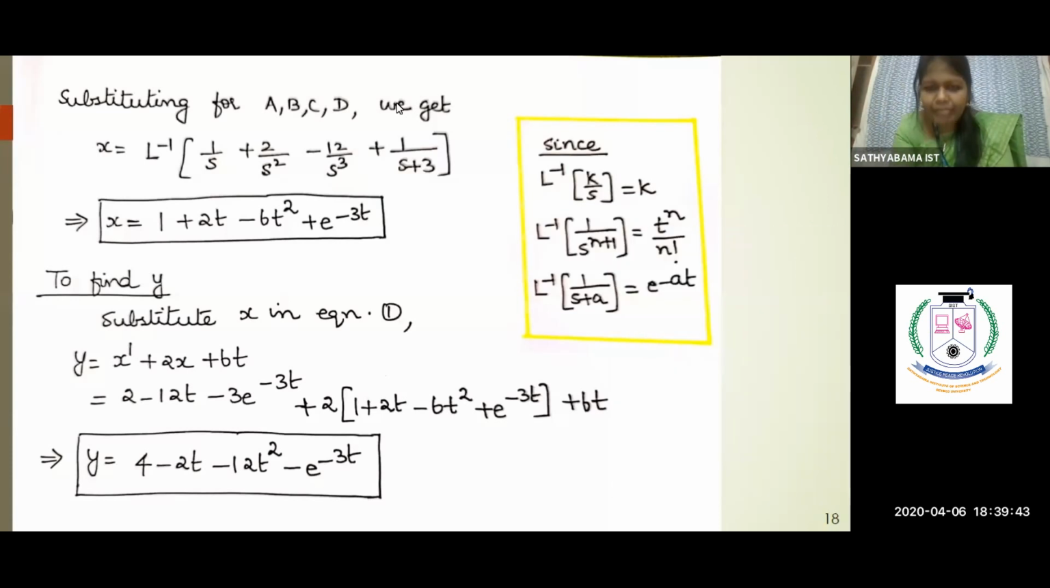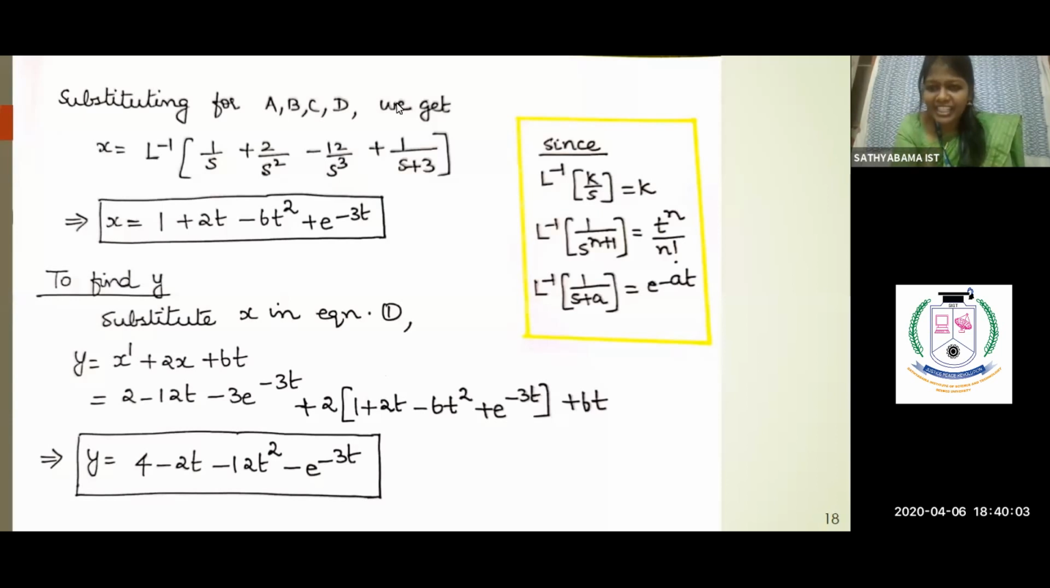Similarly, use the same formula. What is L inverse of 1 by S cube? It is T square by 2 factorial. That is how I get minus 6T square. Plus, what is L inverse of 1 by S plus A? E power minus AT. So L inverse of 1 by S plus 3 is E power minus 3T. Have you understood? So that is all.